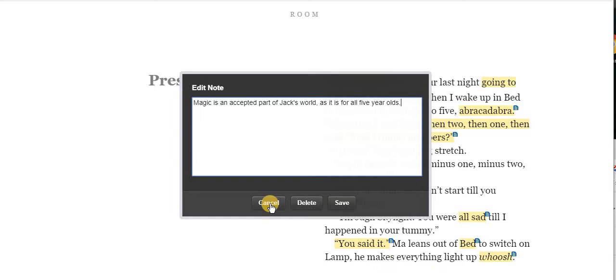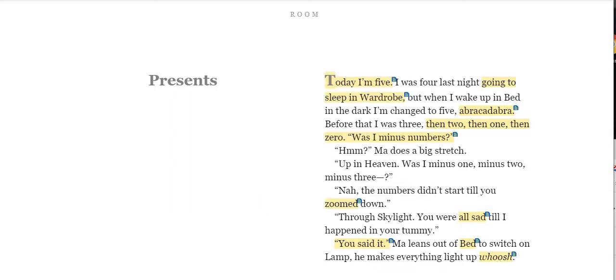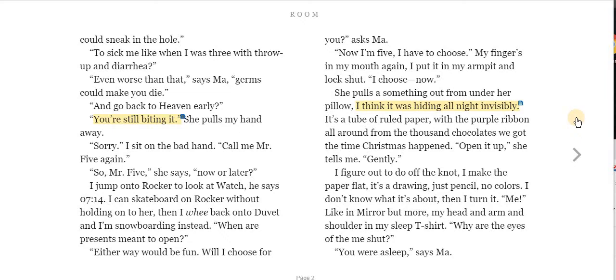But if we start to have a look at the examples of this magical thinking, we see it when Ma reveals the present that she's hidden away. And Jack's comment on it is, "I think it was hiding all night invisibly." I think this is very typical kind of thing for a 5-year-old to say, really. He's still getting to grips with invisibility, existence, things not existing. And these are problems for him that he's trying to solve. For instance, where do the things that Old Nick brings into the room come from?